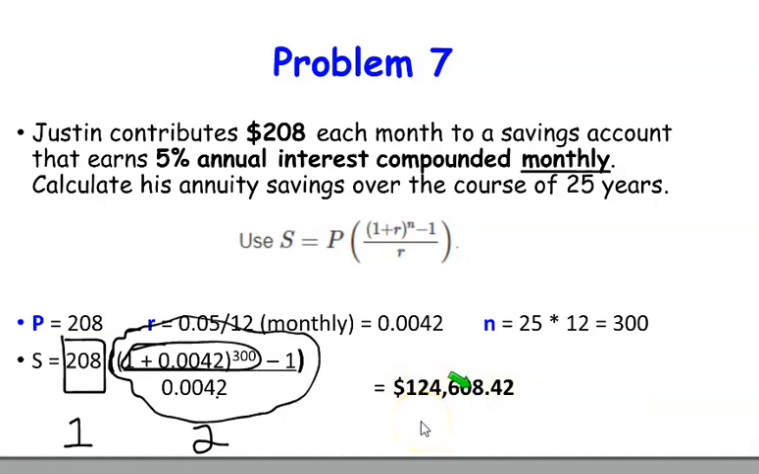look at that. His savings over 25 years. But this is Justin every single month contributing $208 into his savings account. Compounded, the interest is calculated monthly at 5%. So, things can change, but this is amazing. So something to think about.